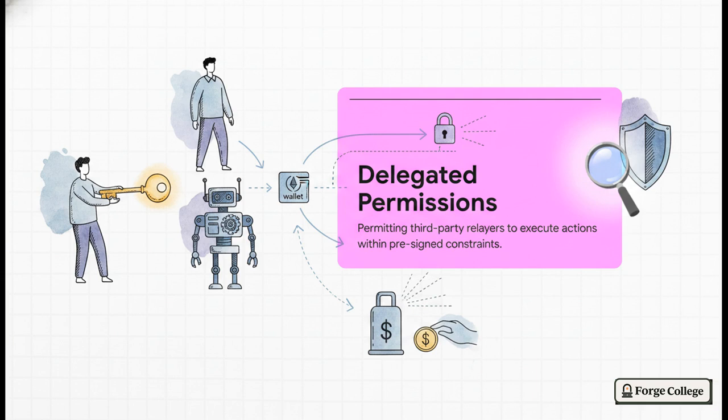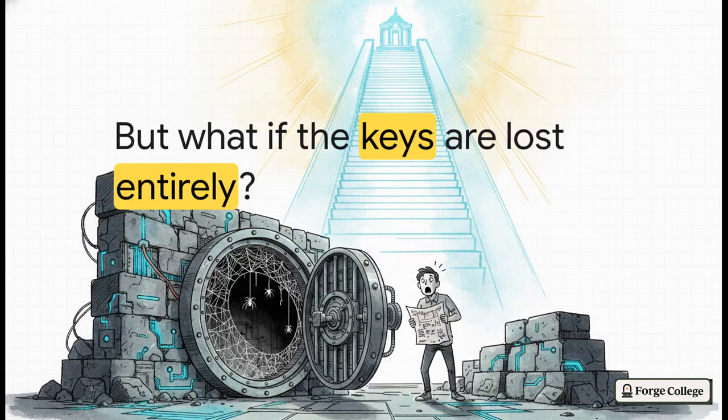No funny business. Now, here is a terrifying question. What if the keys are lost entirely? It's the nightmare scenario, right? Those middle floor policies we just built up won't do a thing to help you if the ground floor keys are permanently gone.